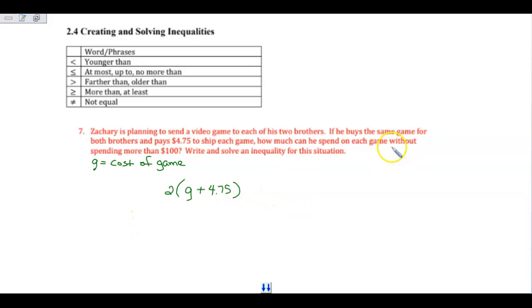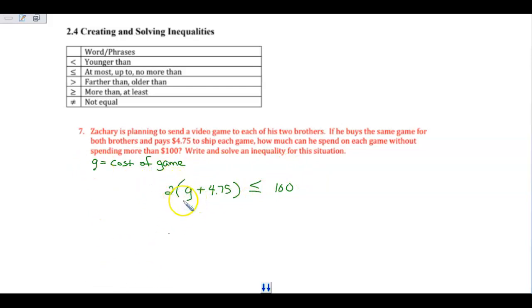It says, how much can he spend on each game without spending more than $100? So we know that he can spend $100, but he can't spend more than. So that means that this is going to be less than or equal to 100. So there is our inequality sentence, and now we're ready to start solving.